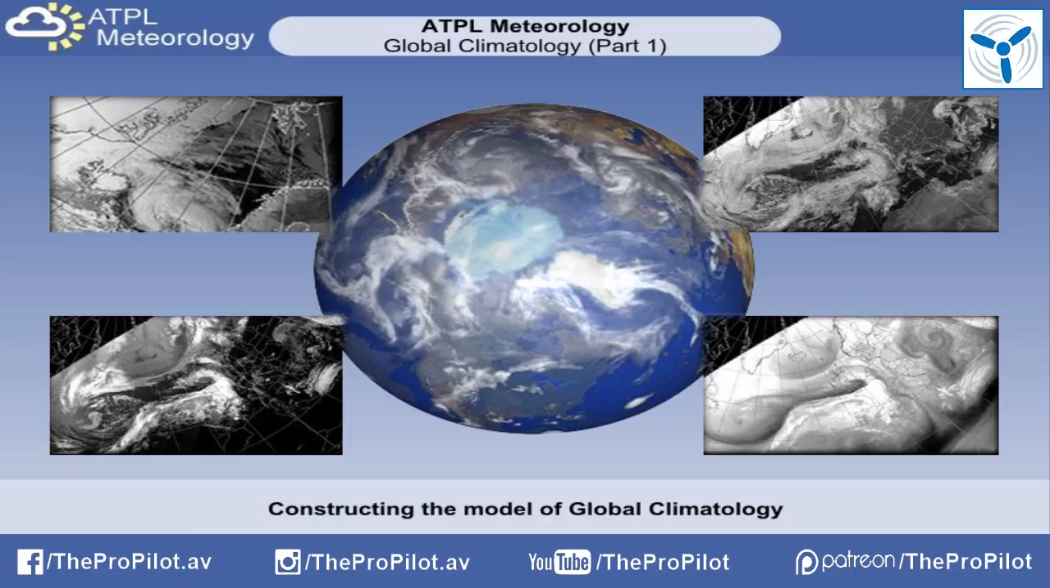In this lesson, we will look at global climatology. We will build a model of the large-scale processes that work across the planet. From these processes, we will be able to identify large-scale pressure systems, surface winds, and eventually weather patterns. These weather patterns will be split into specific climatic zones which contain unique weather characteristics.